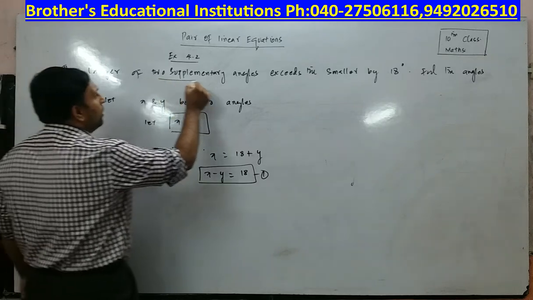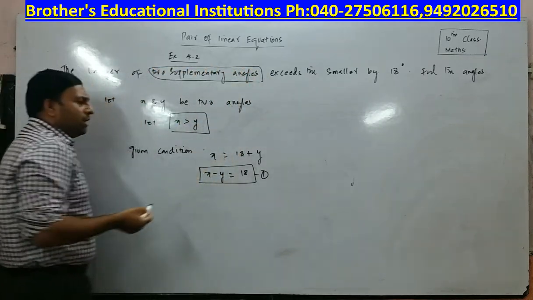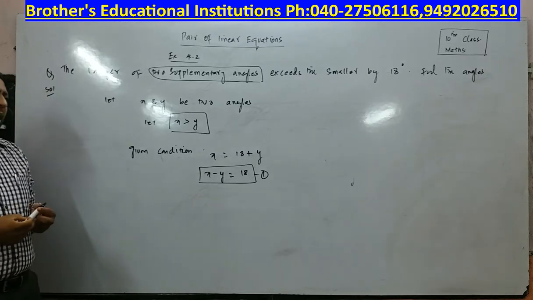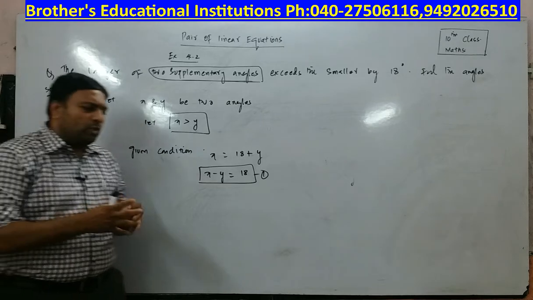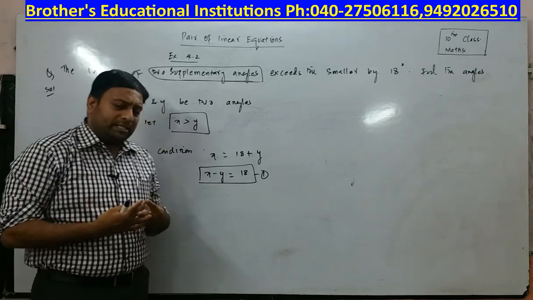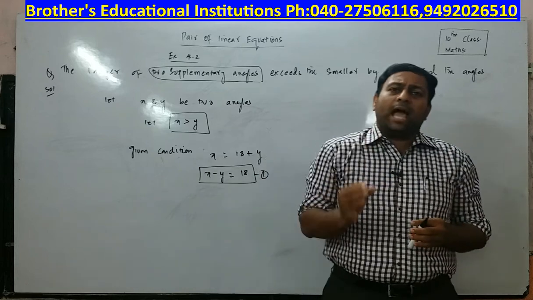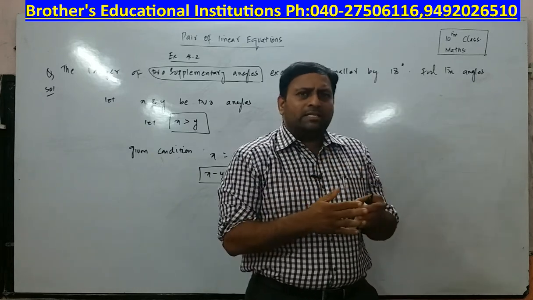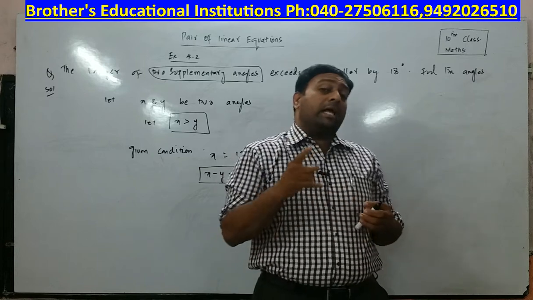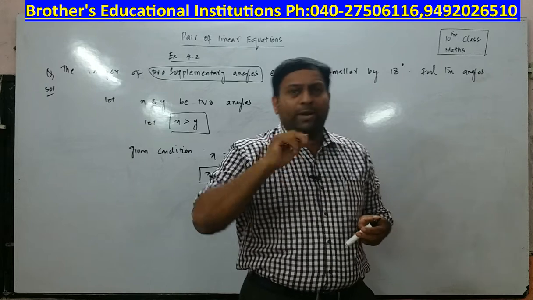He has given you one condition which is hidden: two supplementary angles. Now, what do you mean by supplementary angles? Two angles are said to be supplementary if the sum of the two angles is equal to 180 degrees. Whenever the sum of two angles is equal to 180 degrees, the angles are called what? Supplementary angles. If the sum of two angles is equal to 90 degrees, the angles are called complementary angles.